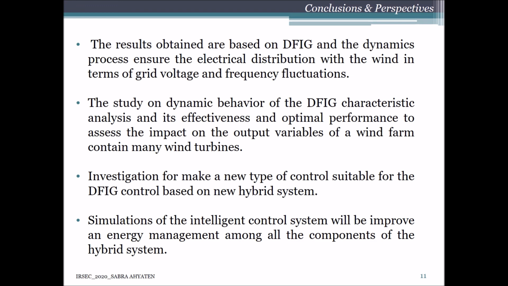The continuation of the purpose of this research is to make investigation for a new type of control suitable for the DFIG control based on a new hybrid system, and the simulation of the intelligent control system will be improved and energy management among all the components of the hybrid system.